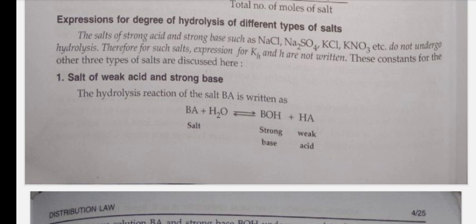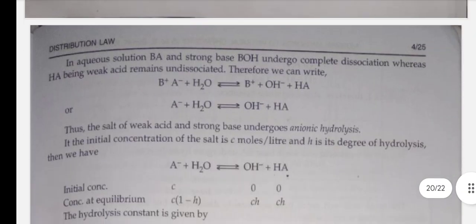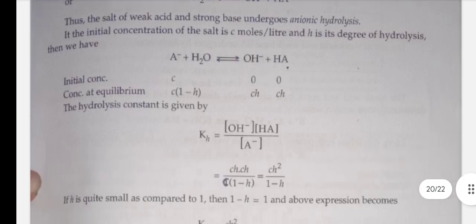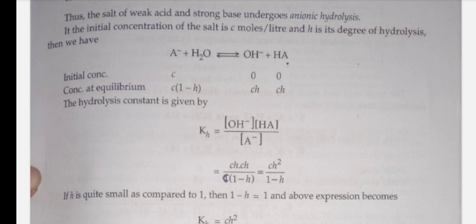The hydrolysis reaction of the salt BA is written as BA plus H2O gives BOH plus HA. In aqueous solution, BA and the strong base BOH undergo complete dissociation, whereas HA, being a weak acid, remains undissociated. Therefore, we can write this. Thus, the salt of weak acid and strong base undergoes anionic hydrolysis.